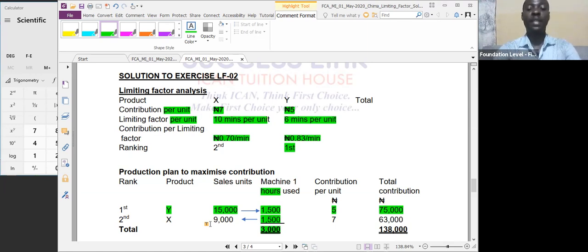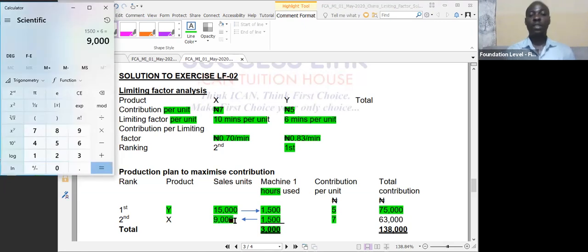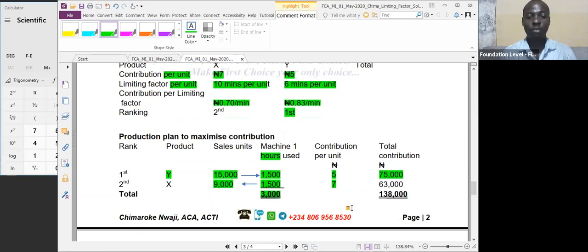So you come back again. After making 9,000 units and your contribution per unit is 7 naira, what is your total contribution? 9,000 multiplied by 7 naira per unit gives you 63,000 naira. So 63,000 naira plus 75,000 naira gives you a total of 138,000 naira as your total contribution. So that is how we get our total contribution.